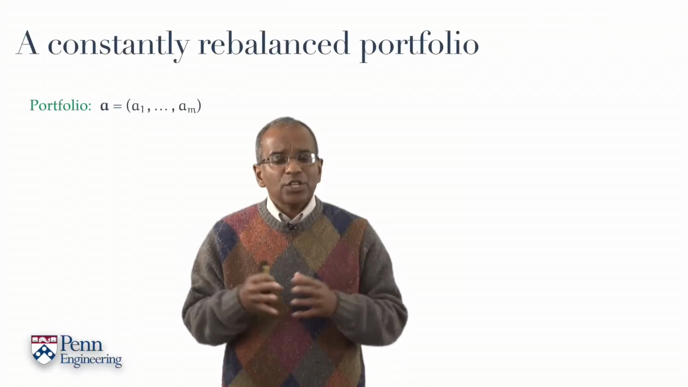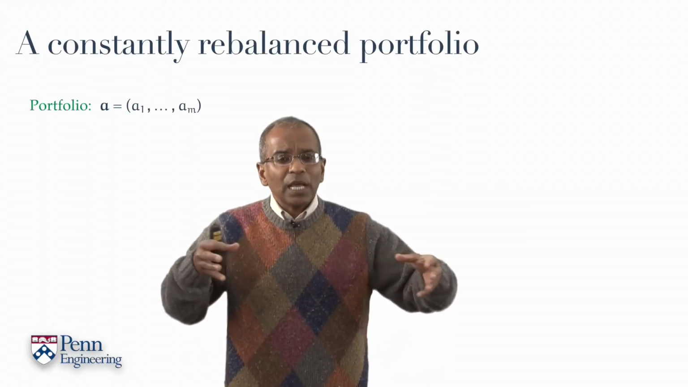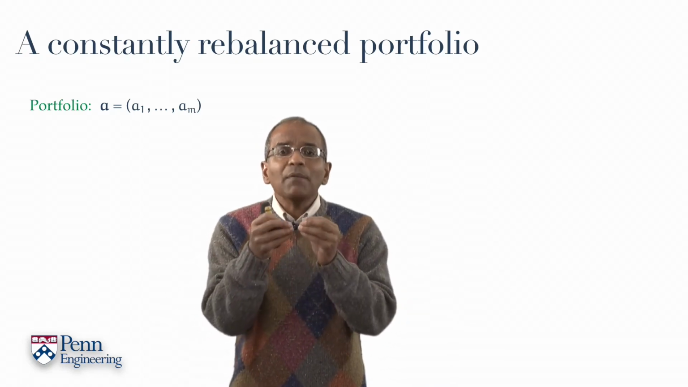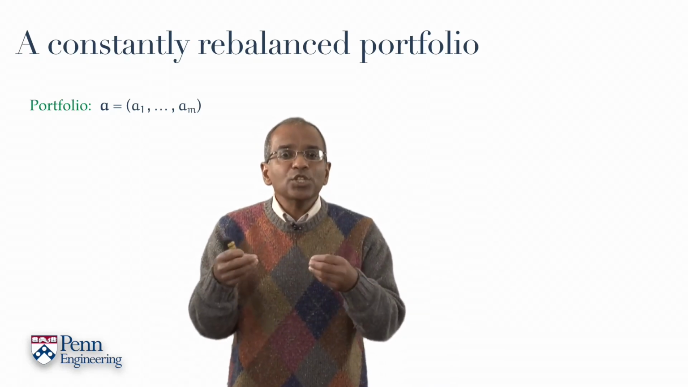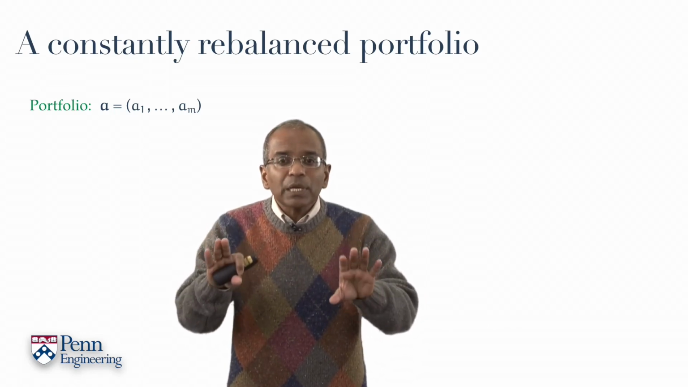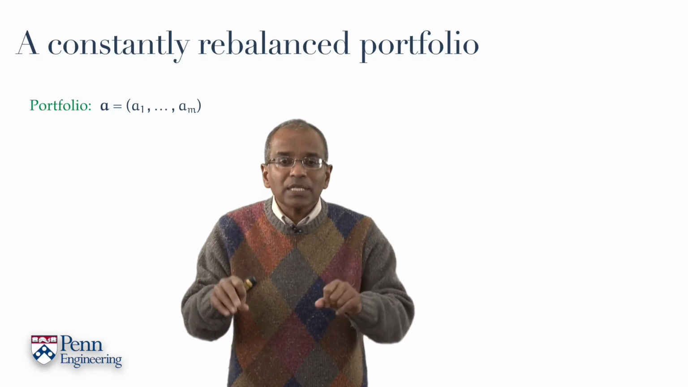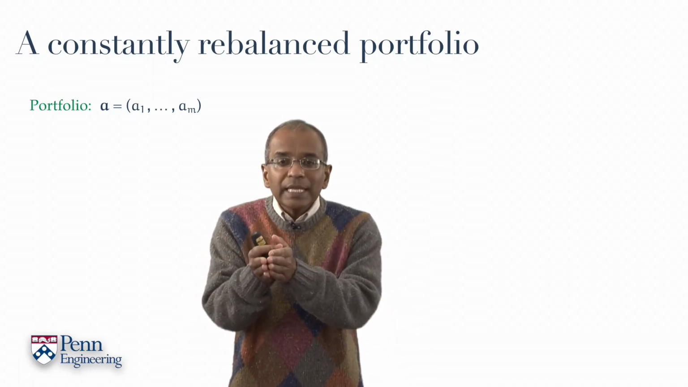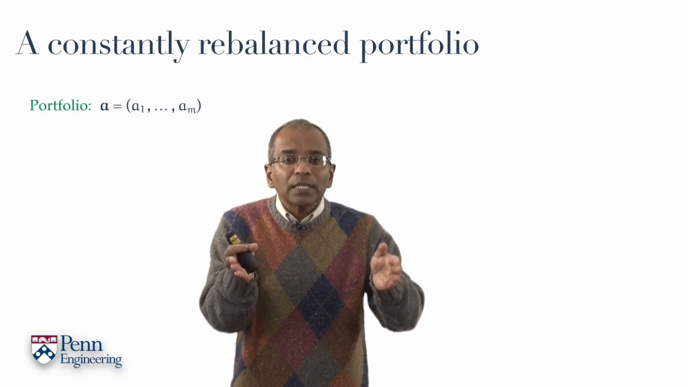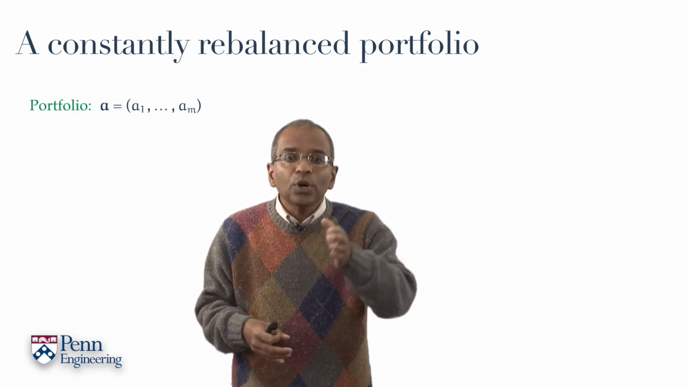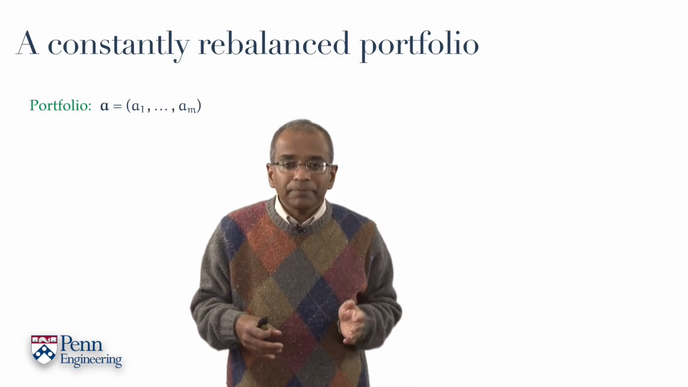We turn our attention over a period of time of trading to a setting where we have an underlying portfolio, a distribution of wealth across stocks, and we are going to keep that portfolio intact. In other words, at all moments of time, we want the distribution of wealth in the stocks to be governed in these proportions, A1, A2 through A sub M.